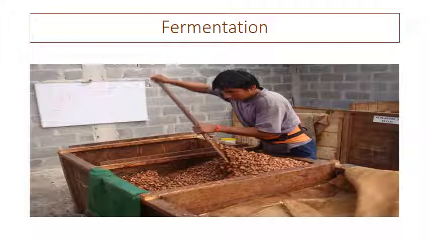The heaps of pulp are covered with banana leaves and left for 3 to 7 days. During this time, by the action of bacteria, the pulp sticking to the beans is changed into a juicy substance and drained away. This process is known as fermentation. The beans become reddish brown in color and develop a typical flavor.